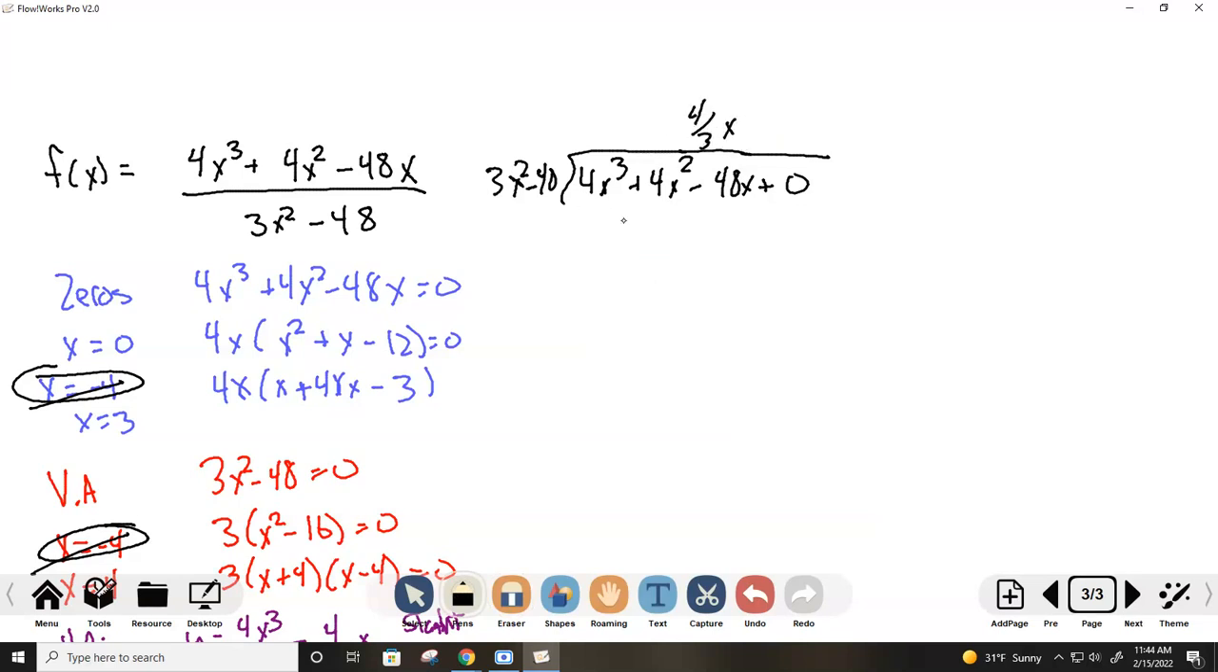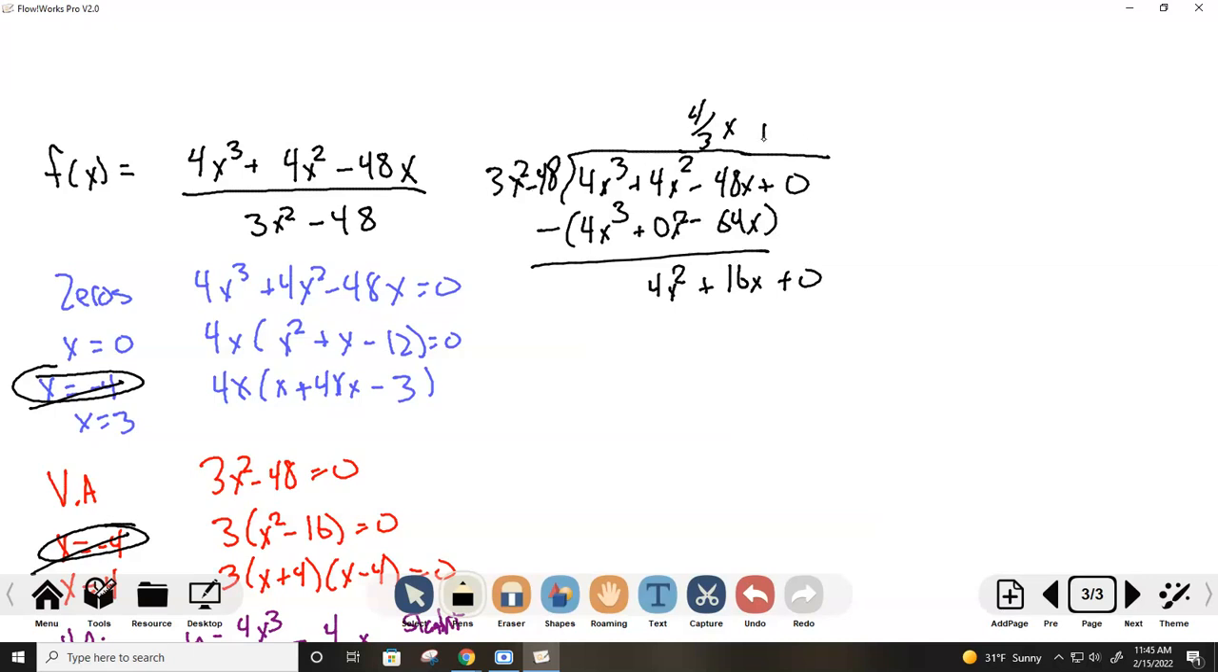(4/3 x). So that's going to give me 4x cubed. I have no x squareds. And then I'm going to get 48 times 4/3, which is going to be 64x. And that's a negative, so I will subtract that. And so I get 0, I get 4x squared, -48 minus a -64, which is going to be plus 64, is going to give me 16x plus 0.